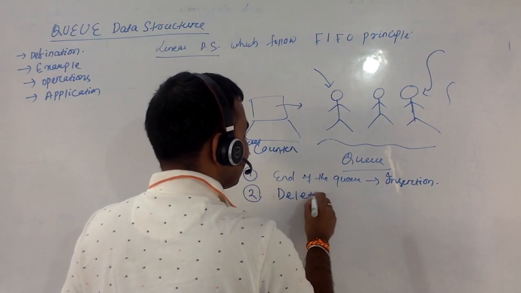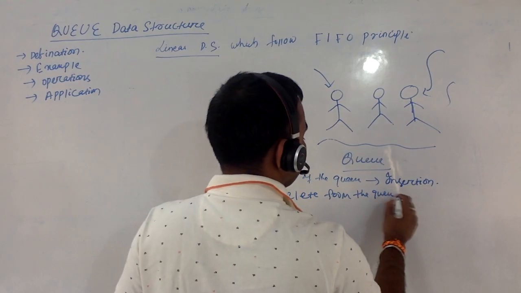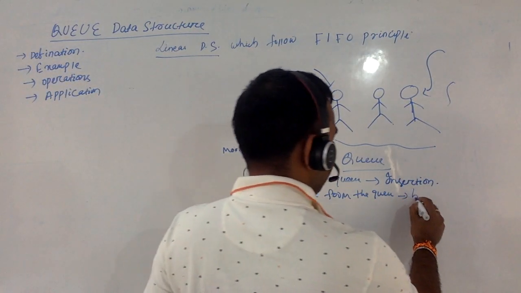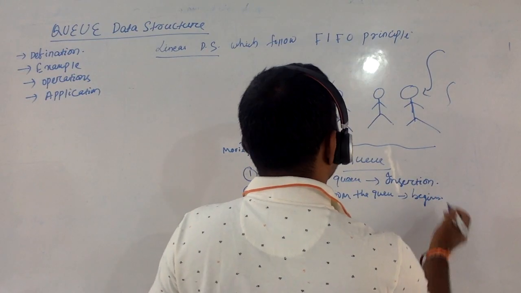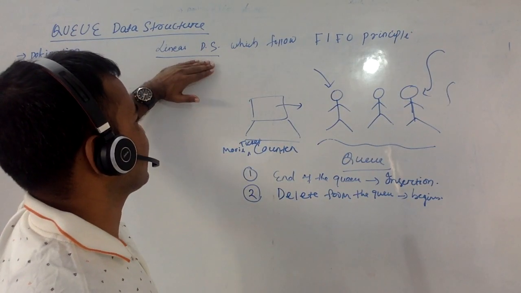So if you want to delete from the queue, it will happen from which end? So this will happen at the beginning of this particular queue, right? Beginning, right?